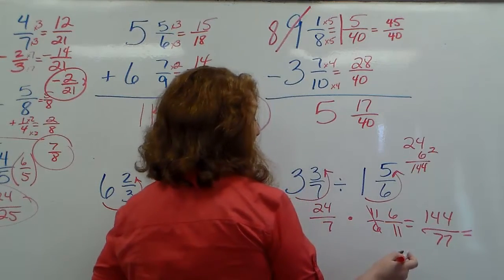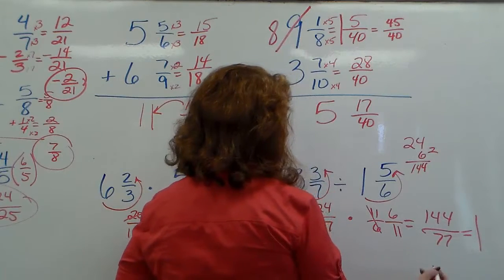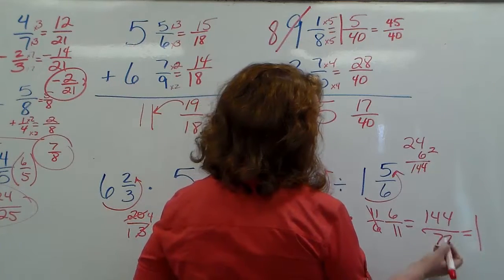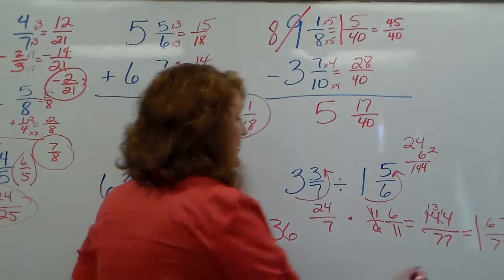And when I figure that out, 77 goes into 144 once, with how many left over? 67 77ths. There we go.